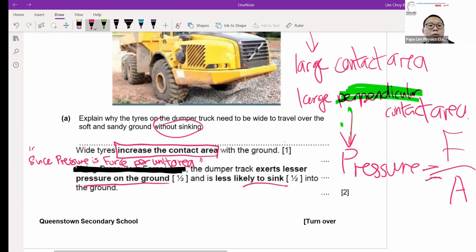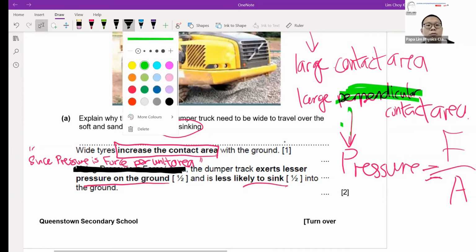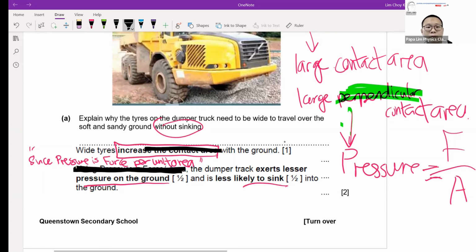So the keywords that we are looking for, there are actually 3 sets of keywords. First is the contact area. Second is to highlight to the marker that you are using the concept of pressure, followed by the idea that the pressure on the ground decreases. So when we look at explanation, we look at your formula to serve as a guide to tell us what keywords you're supposed to write down. A systematic guide like that.